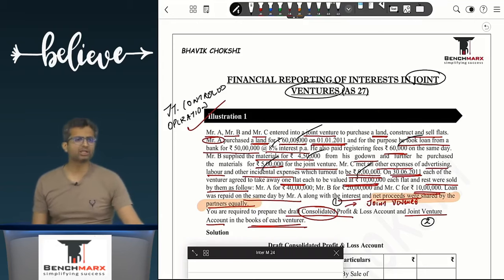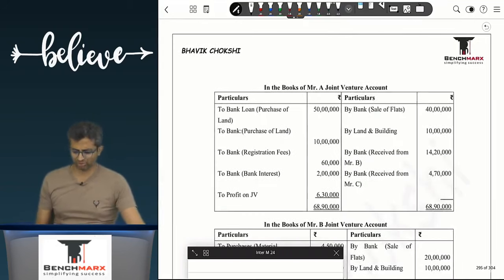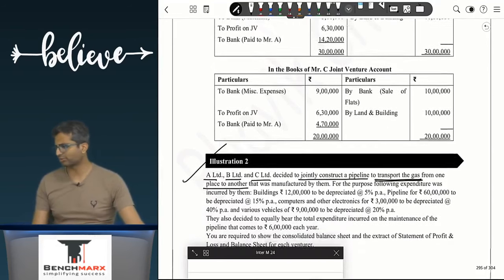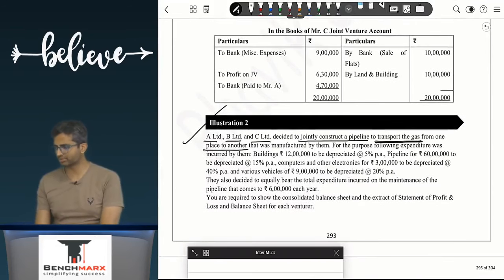No entity, even assets are not bought jointly. They are bought in the individual names.